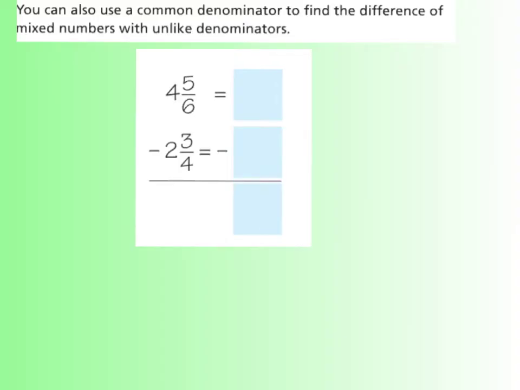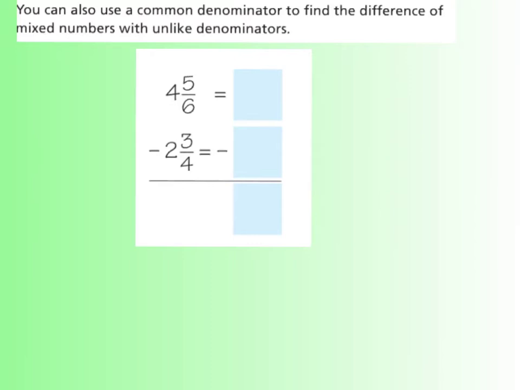We can also use a common denominator to find the difference of mixed numbers with unlike denominators. So we're going to find the difference, which means we're going to subtract our mixed numbers. But to do that, we have to make sure that we have common denominators. So first, I notice that I have 4 and 5/6. The denominator is 6, minus 2 and 3/4. My denominator is 4. So my denominators are different. We need to find common ones.